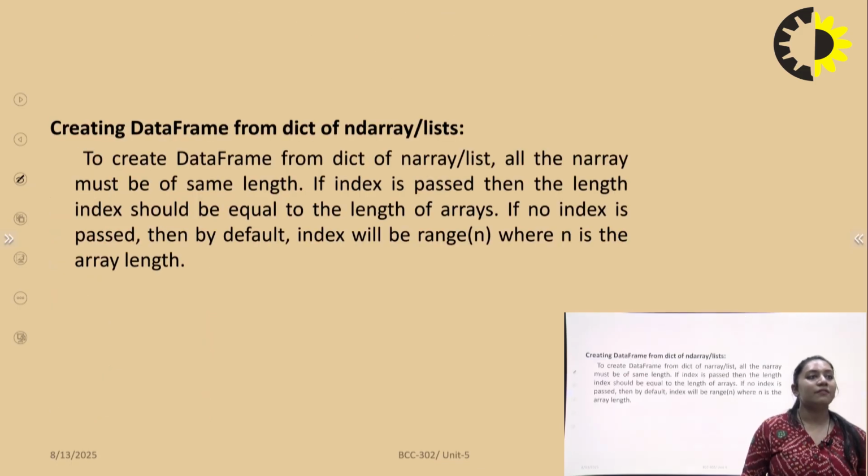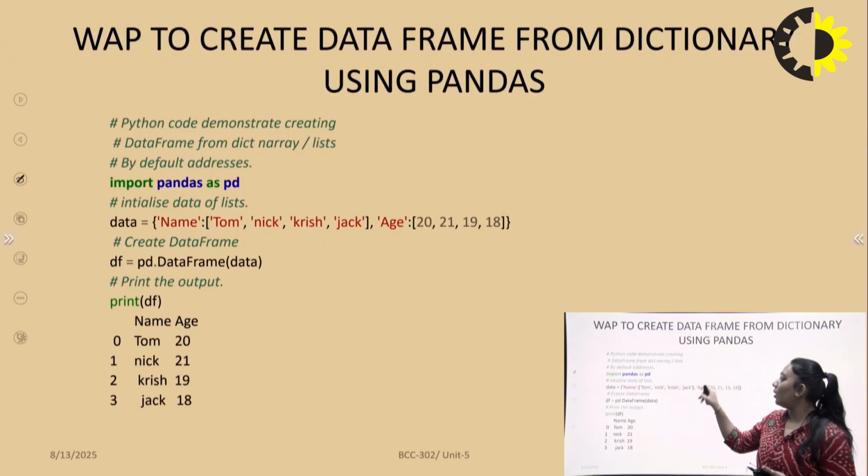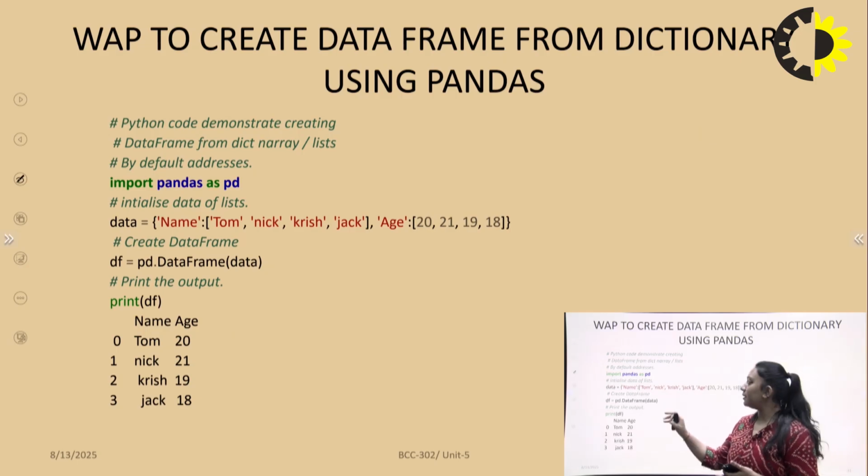Next is a data frame from a dictionary of arrays or lists. It can be implemented such that if the index is passed, then the length should be equal to the length of the array, and if it is not, then a range can be declared, or by default the array length can be used.